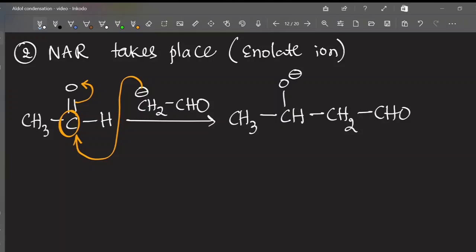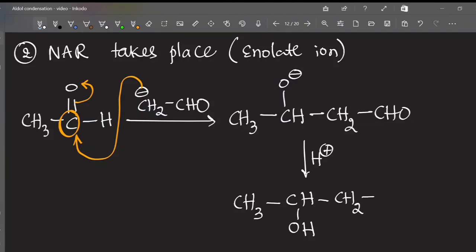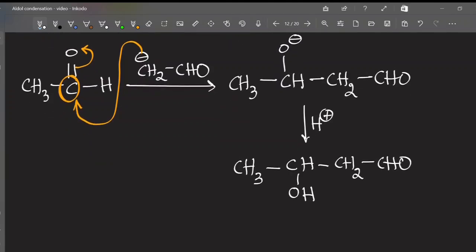Hope it is clear. And in the first step, the acidic proton combined with the OH minus ion of the base and left as water, and that hydrogen ion from that water will again now come and attack the negatively charged oxygen to give the beta hydroxy carbonyl compound we were talking about earlier. So this is our aldol, right?